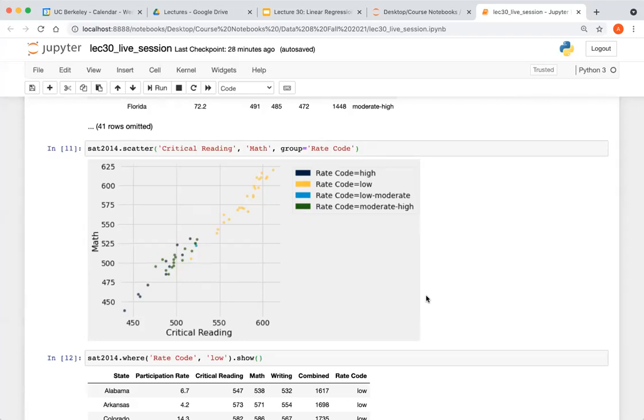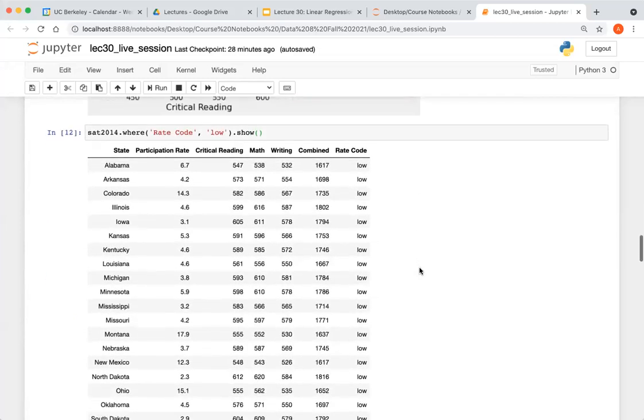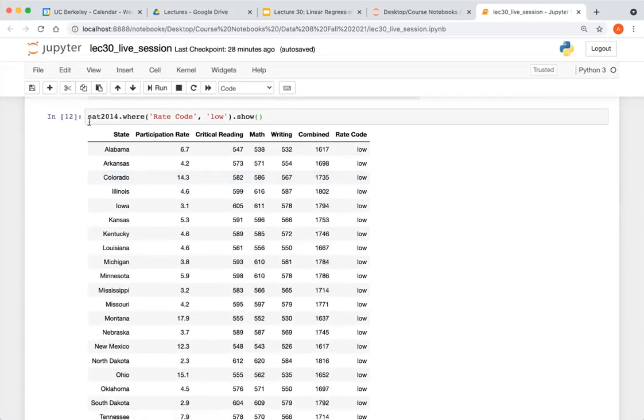In states like California, where there's quite a lot of participation, 60% participation, you get more of a variety of scores, right? So you get the high ones, but then you also get some of the low ones that bring your average down. And so why don't we look at the states where participation is very high?